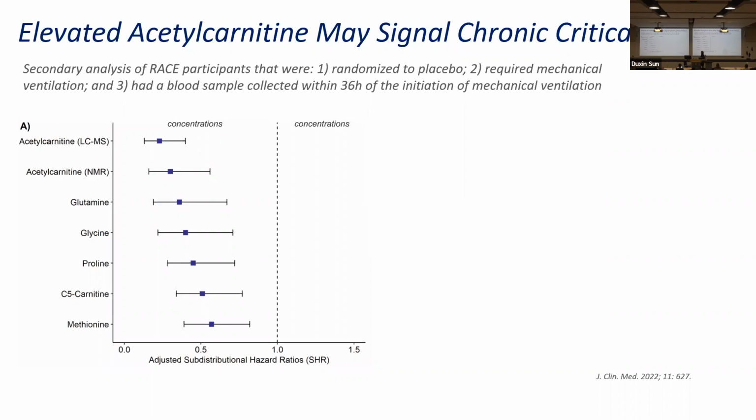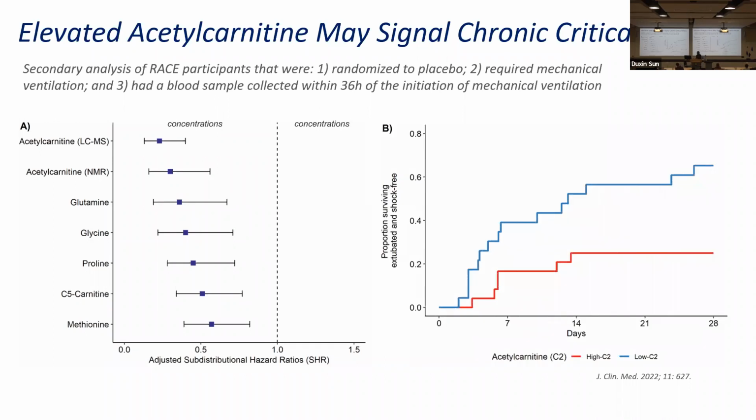And what we found is that the two most differentiating metabolites were acetylcarnitine, measured by both NMR and LCMS. To think of this in a slightly different way, we dichotomized the acetylcarnitine measurement. Patients who were at the median or above were categorized as high acetylcarnitine, and those below it were categorized as low. So this plot shows the proportion of patients that had high acetylcarnitine, which is the red line.